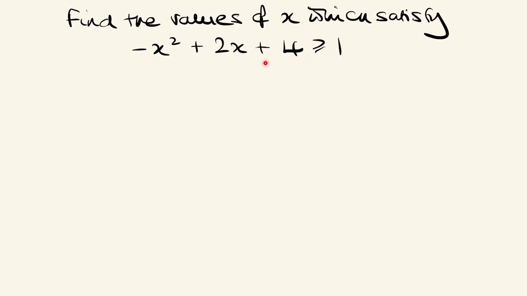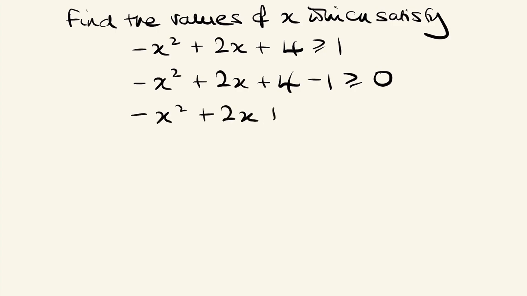But when we deal with quadratics, often the best way forward is to get 0 on one side. So if we do that, all I've done is take away 1 from both sides. So this is just a rewrite of that. It's the very same. And then I can tidy this up. Plus 4 minus 1 is just plus 3. And this is the very same as that.